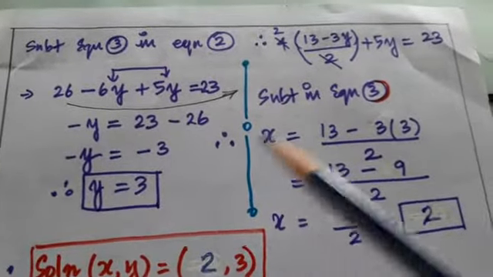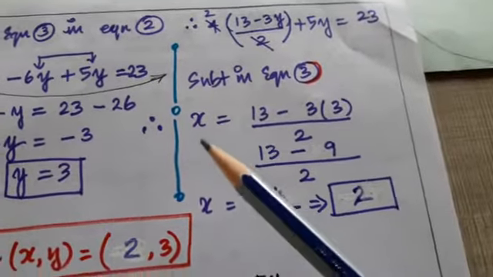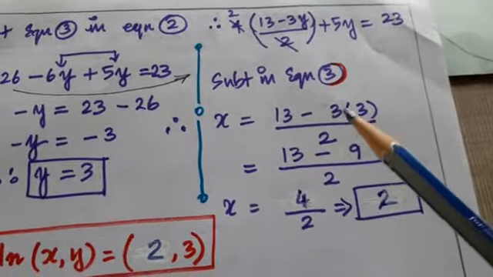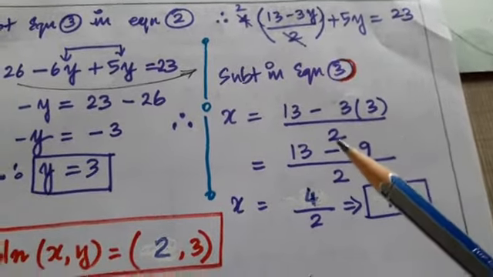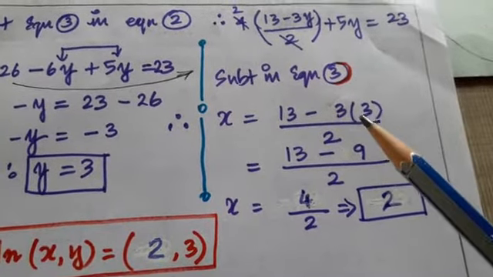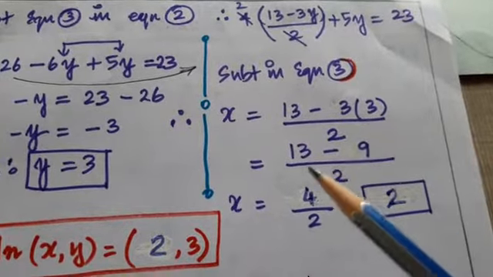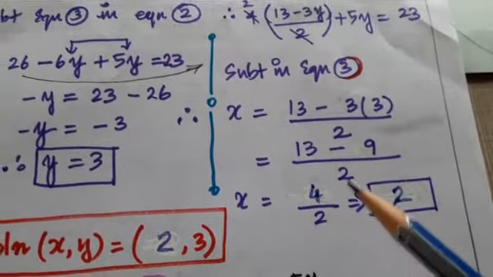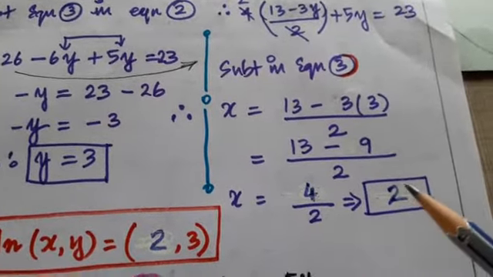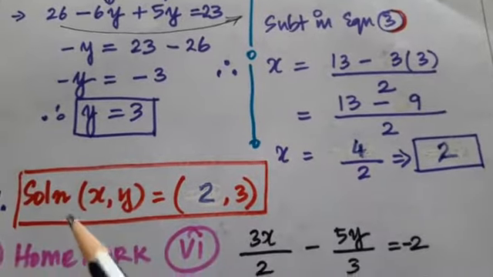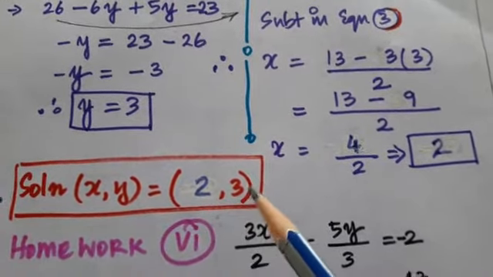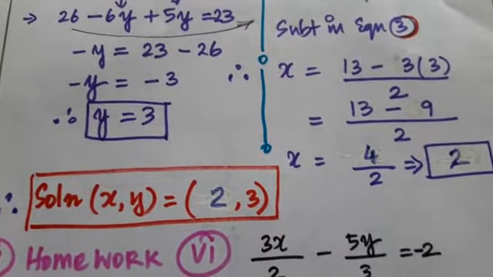Substitute this y in equation 3. Our equation 3 is what? x equal to 13 minus 3y upon 2. So the y value I am substituting, 3. So 3 into 3, 9. So 13 minus 9, 4 upon 2. So divide it, you will get 2. So your solution for this x, y is 2, 3. Understood? 2, 3.